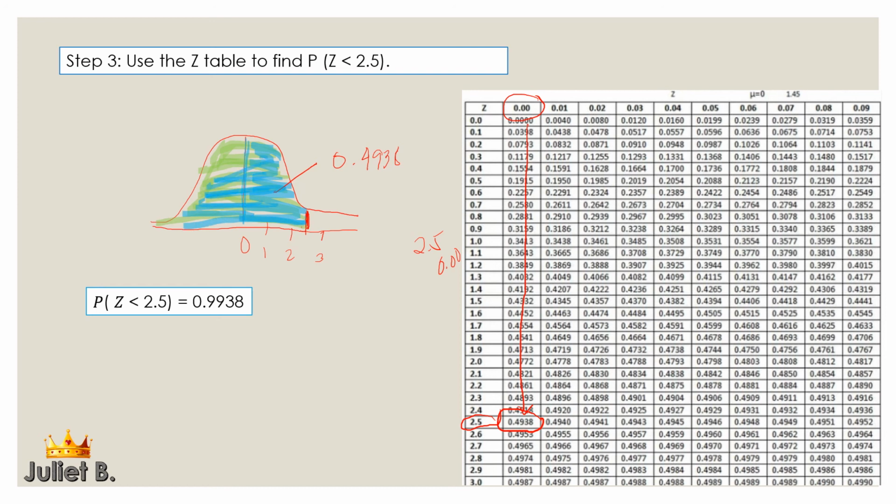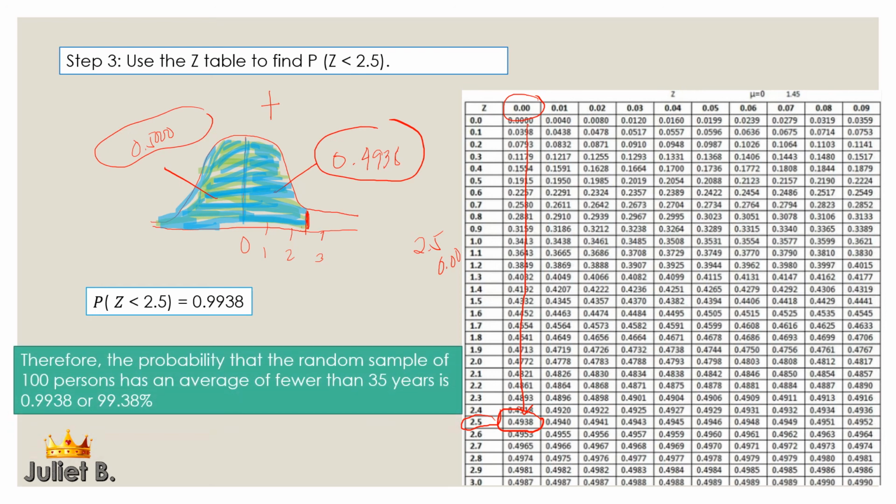Since ang kabila ay shaded na buong buo, and we know from the fact that this region is equal to 0.5000, therefore we just add these two. That's why ang probability ng Z less than 2.5 ay 0.9938. Therefore, the probability that a random sample of 100 has an average of fewer than 35 years is 0.9938 or 99.38%.